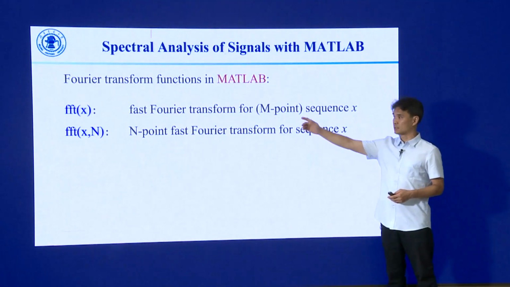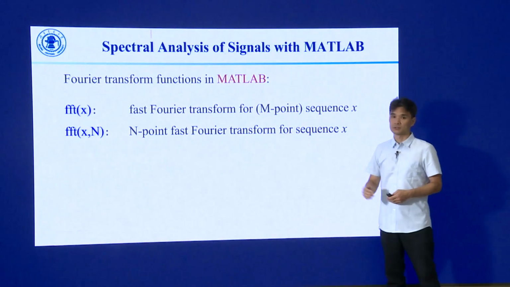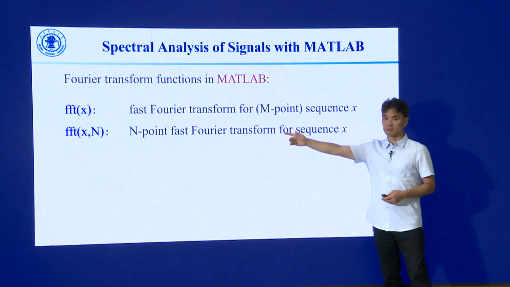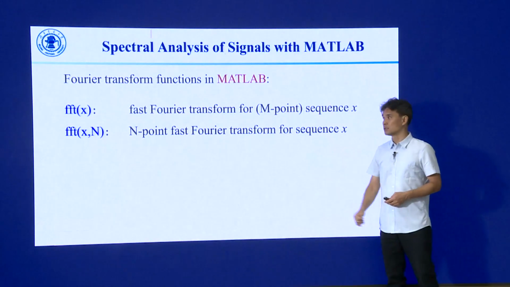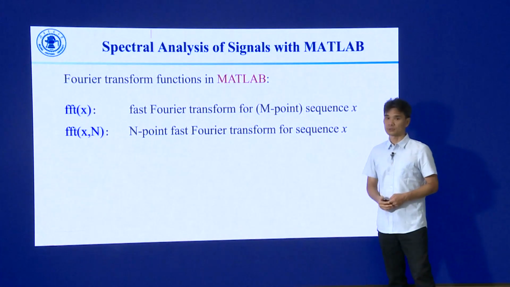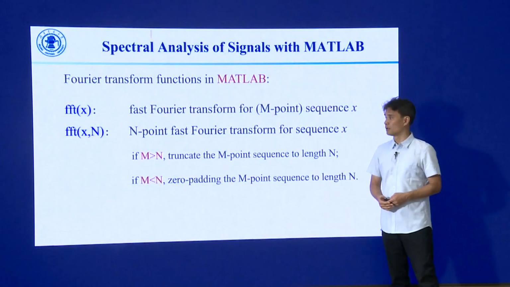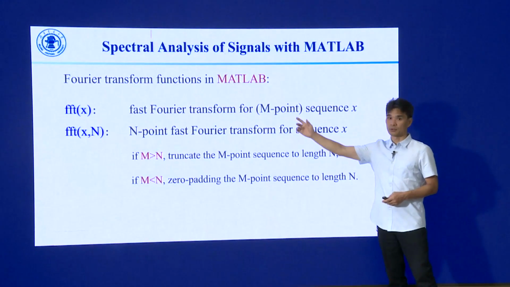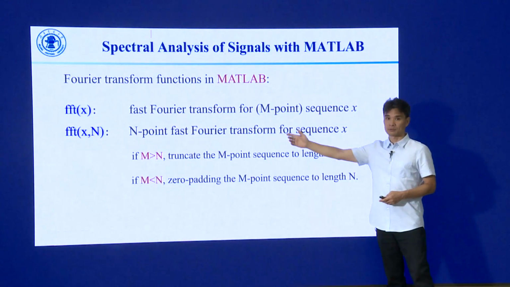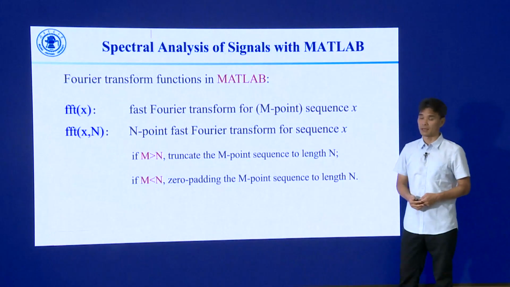If without the parameter n, then by default, we're going to do an n-point fast Fourier transform. In case the length is given by n, then the function will be forced to do n-point fast Fourier transform. And here are 2 cases depending on the relationship between m and n. So in general, we ignore the parameter n here, using the default behavior of the fast Fourier transform in MATLAB.